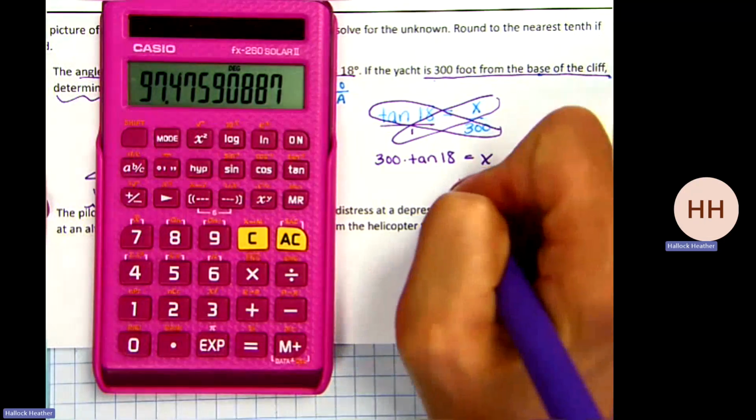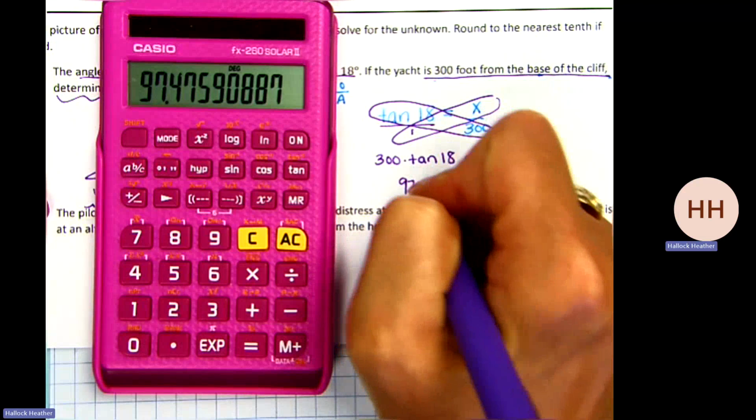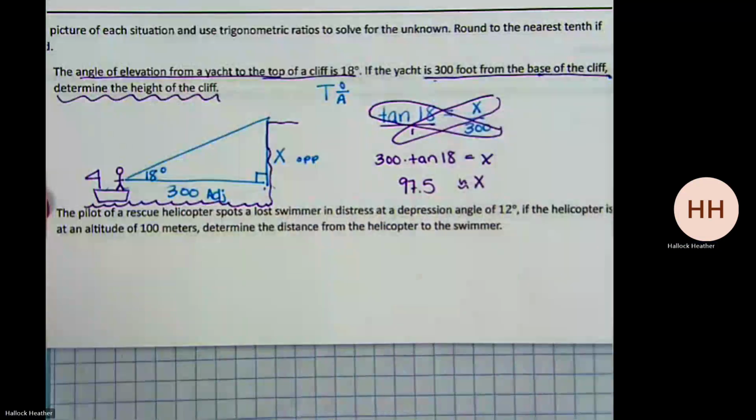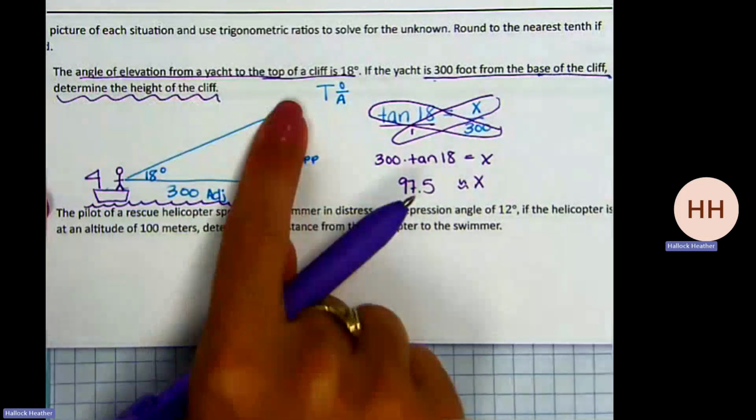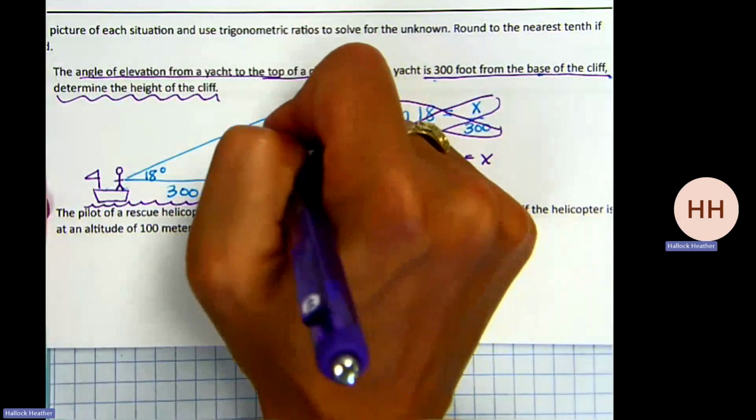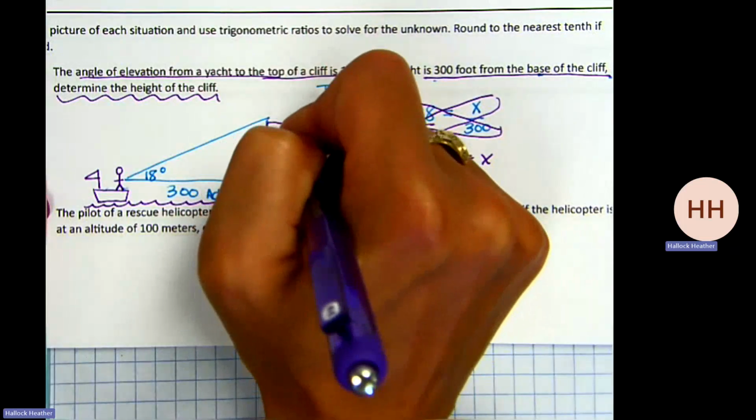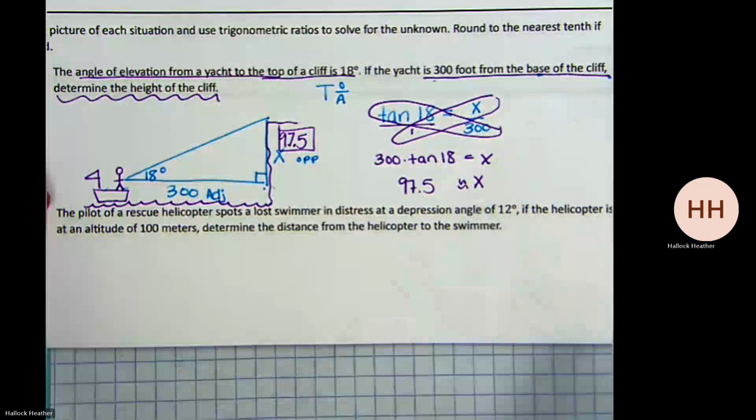So X is about 97.5. So what that means is that the cliff is technically 97.5 feet tall.